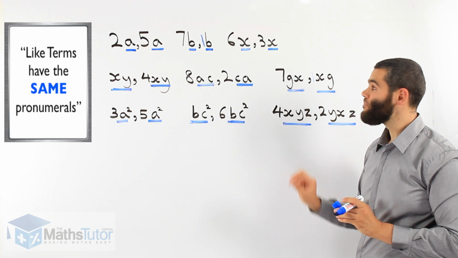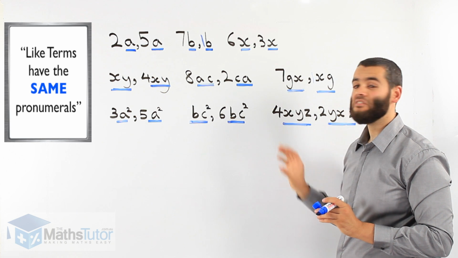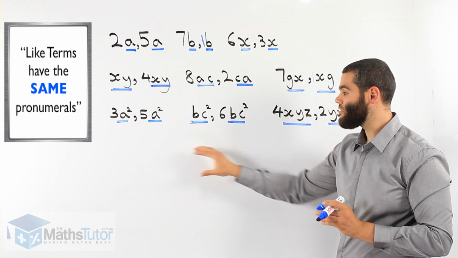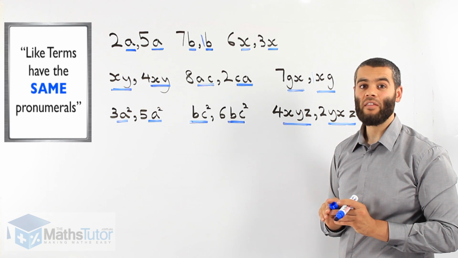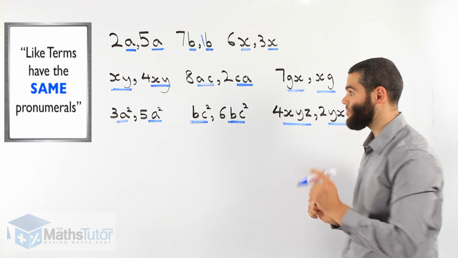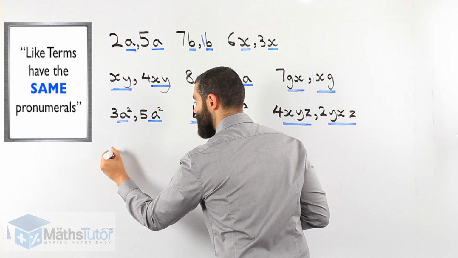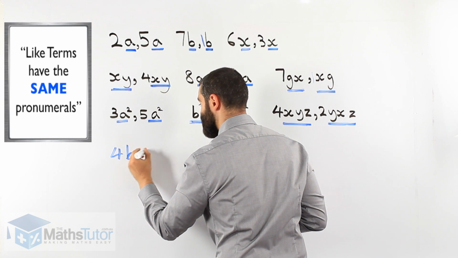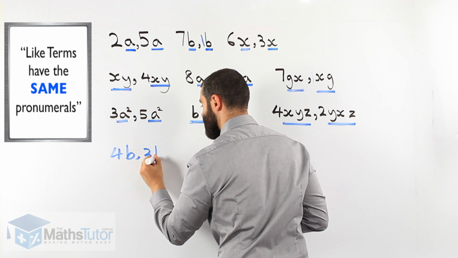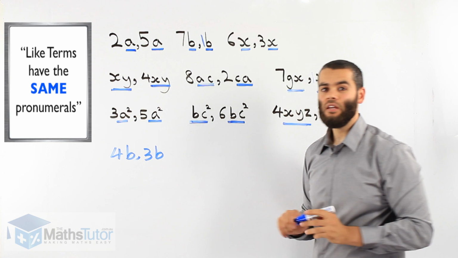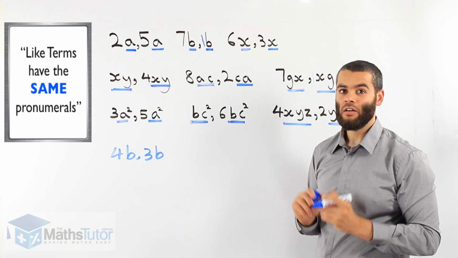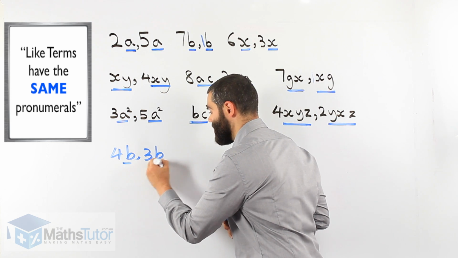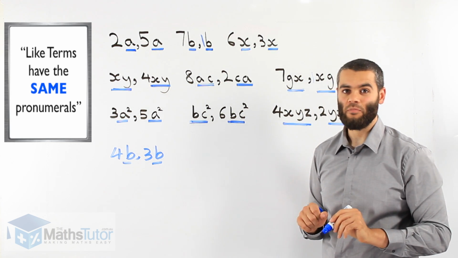Very important rule. Like terms, we now can see what like terms are, and I want to test you. I'm going to put some here and see whether you can figure them out yourself. We have 4B and 3B. Well, do they have the same pronumeral? Yes, yes, then they are like terms.